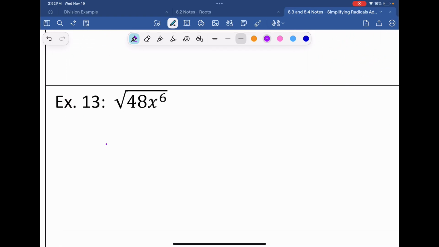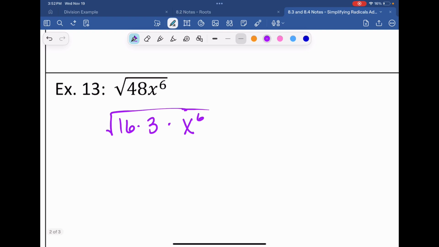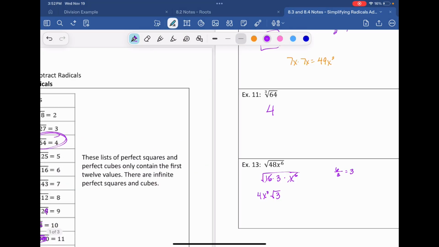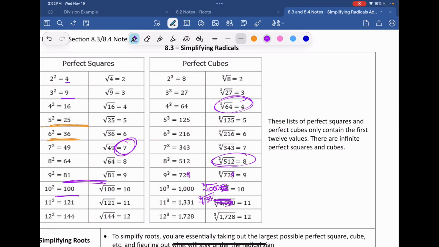All right, we've already done 48. We did it on the other side. That was 16, 3. And then your x to the 6th is an even exponent, so I'm going to leave that alone. Square root of 16 is 4. 3 is going to stay. And then your x to the 6th, divide exponent by index. Square root of x to the 6th, x cubed. And the 3 stays underneath. And then negative 512 is one of our cubes. Its cube root is negative 8.